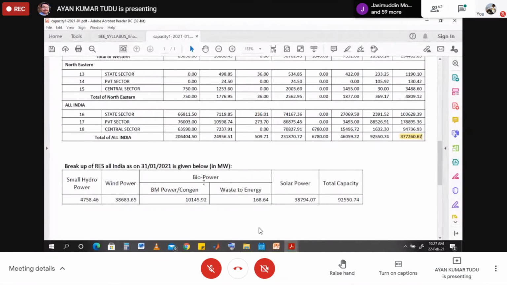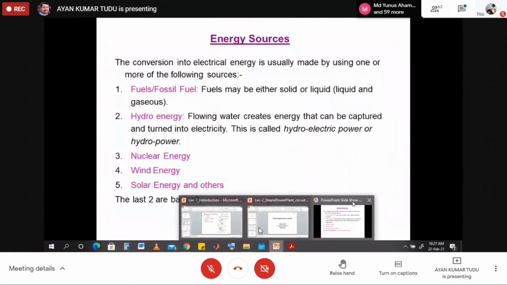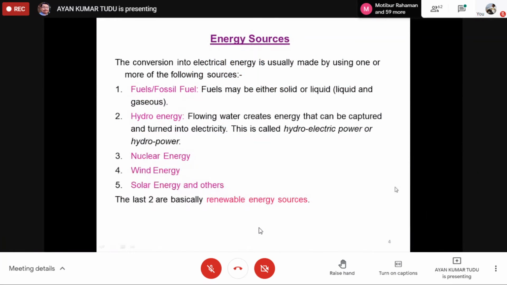As you can see, there is biopower, cogeneration or waste to energy, solar power, wind power, and the small hydro powers also. Okay, so here the total capacity is around 92.5 gigawatt. So the government is trying to increase this so that the reliance on these coal fired power stations decreases. Understood?